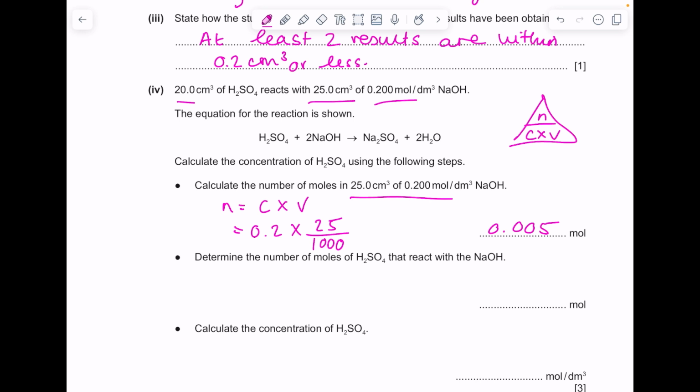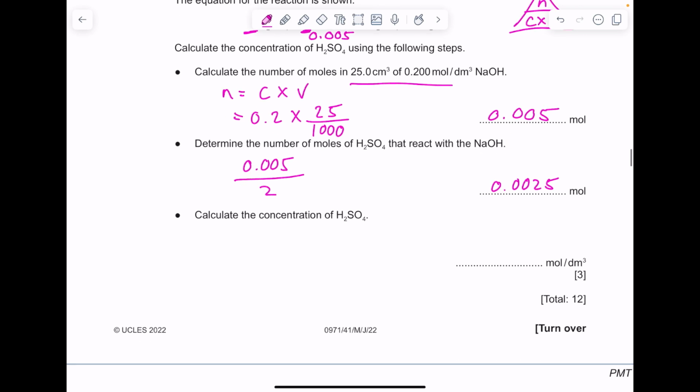Determine the number of moles of sulfuric acid that will react with sodium hydroxide. So you know you have 0.005 mole. What must the number of moles of sulfuric acid be? Check that mole connection, it's 2 to 1. So we take that number for sodium hydroxide and we divide it by 2.